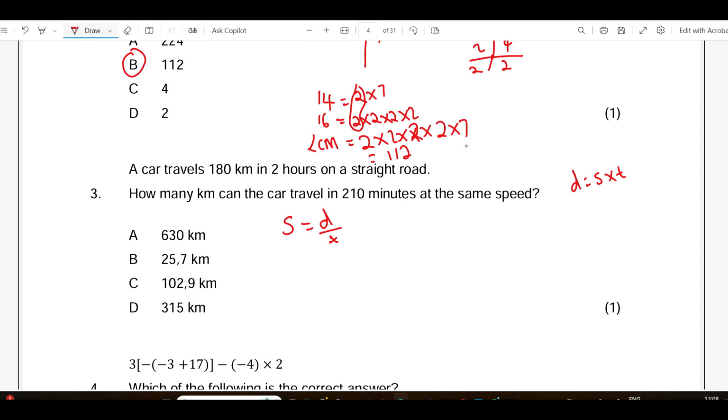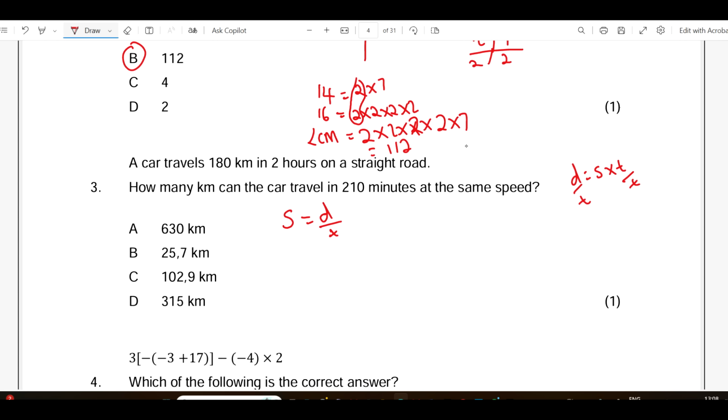So for you to get S, just divide by T. Just don't forget this: whenever you go to it, just know that distance equals what? Speed multiplied by time. So my speed here is going to be 180 divided by 2, and the speed is 90 kilometers per hour.